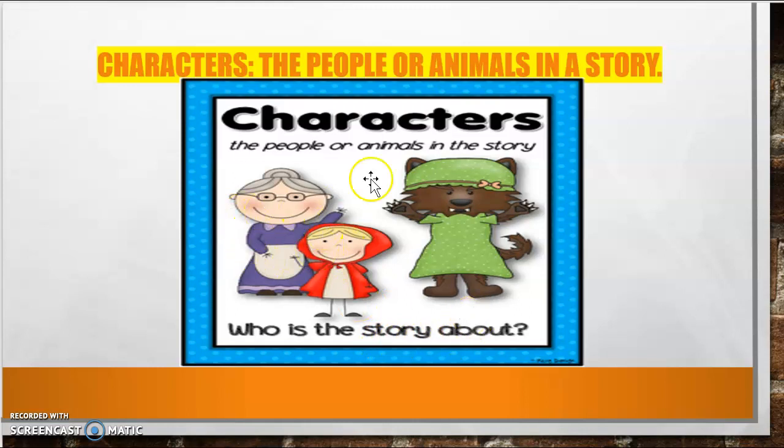If we were looking at this cover, we could say the story is about a grandmother, a little girl, and a wolf. But the wolf is dressed up. Maybe he's pretending to be someone else. Maybe grandma. So characters, they are the stars. They are the people or animals in a story.